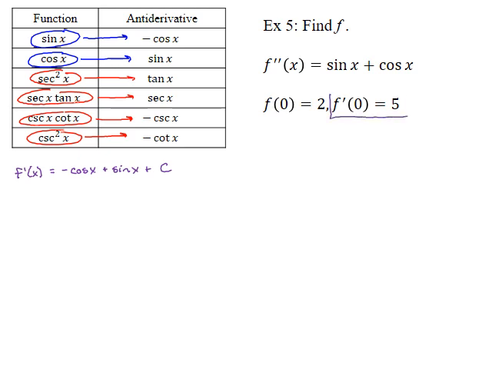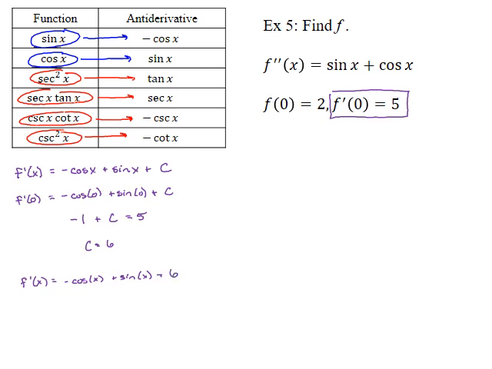This time you do have a condition based on the derivative, so let's go ahead and knock that out. f prime of 0 is going to equal negative cosine of 0 plus sine of 0 plus c. Cosine of 0 is 1, so that is negative 1. Sine of 0 is 0, plus c has to equal your condition of 5. Add the 1 over, so c is 6, and you can say that f prime of x is negative cosine of x plus sine of x plus 6.